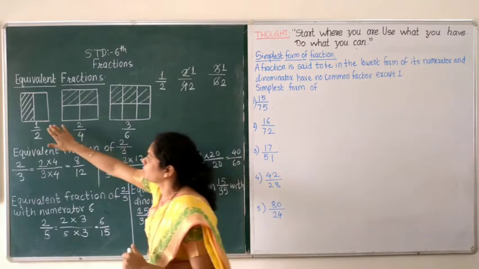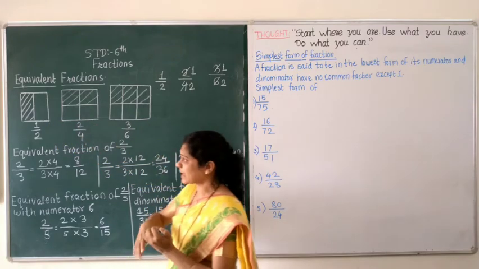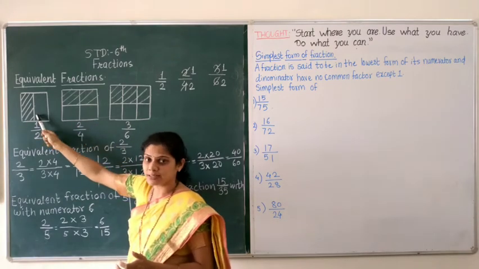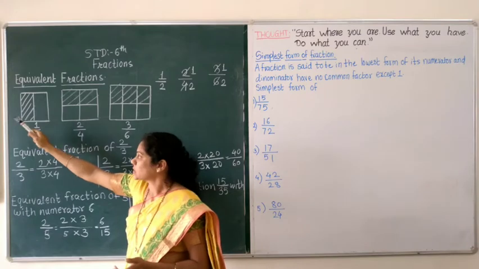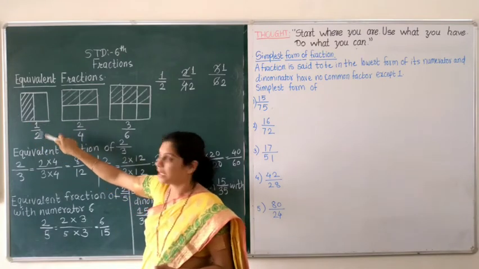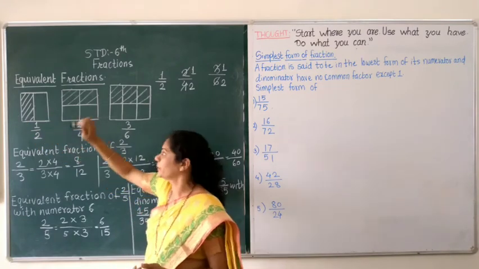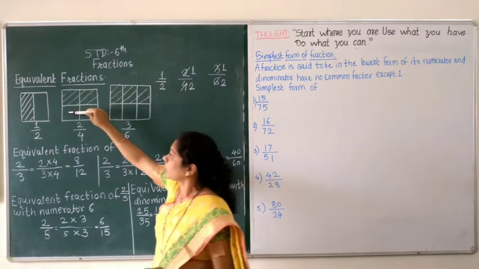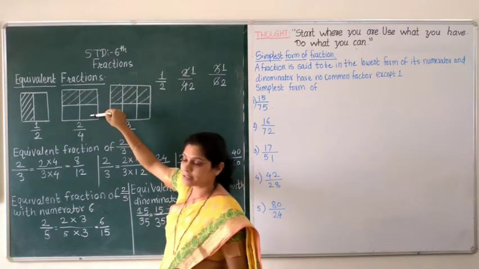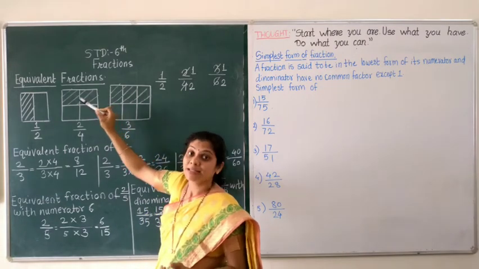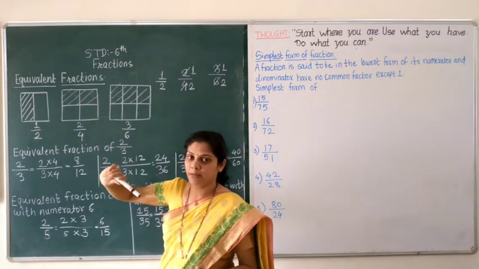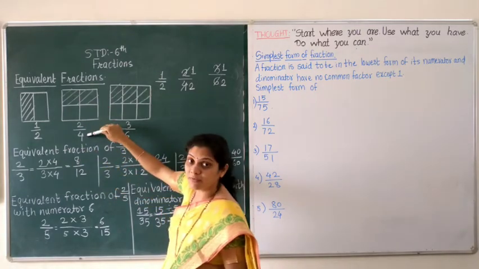In this diagram you can see there are two parts of the square. One part is shaded. So I can write here 1 upon 2. That is, half part is shaded. In the second figure, the square is divided into 4 parts and 2 parts are shaded. That is, half part is shaded. But how can I write it in the form of a fraction?